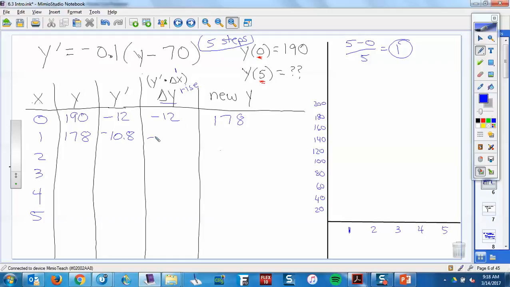Okay, so then we take that times our 1, so that's easy. These two are the same, and that's just because we're multiplying by 1 here. Our step size is 1, so whenever we multiply by 1, we're moving over 1 each time. We're going to go down 10.8, so that's 167.2. Then we're going to plug that in there: 167.2 minus 70, 97.2, negative 9.72. So negative 9.72 here also. And then we're going to go down. Let's just do this one, and then we're going to cheat and go to our calculator real quick. So what's that?